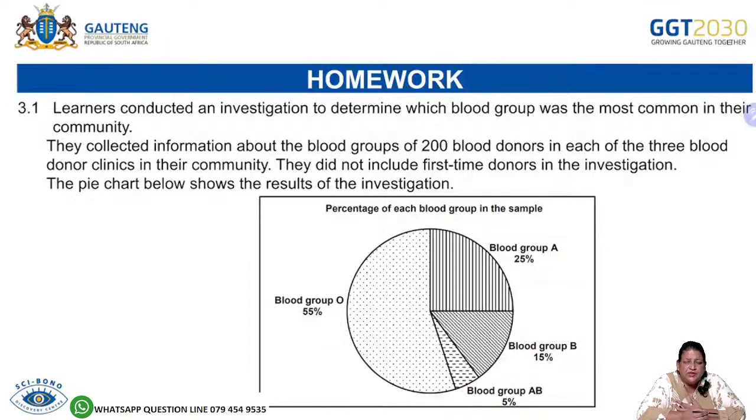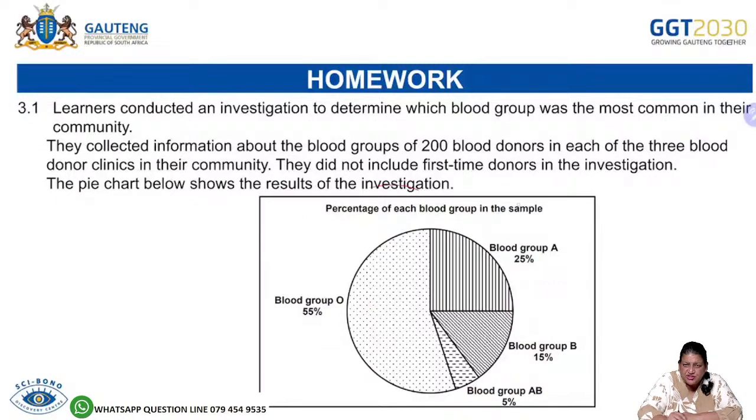Why won't you include a donor who's coming to donate blood for the first time? Because the blood still needs to be tested. What if the blood group isn't yet known? They're not yet registered on the database. So you can't have first-time donors as part of your investigation because you haven't established the authenticity of the blood, what the blood group is, or whether they have certain diseases, and they're not part of the database. So you will exclude those first-time donors for those reasons.